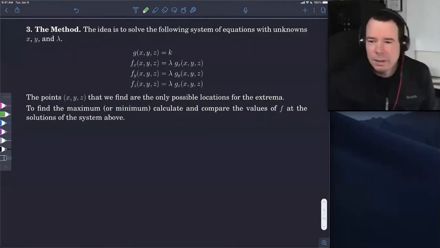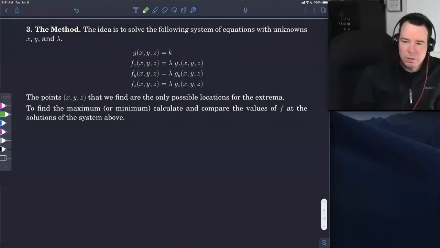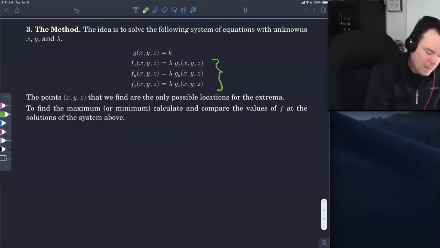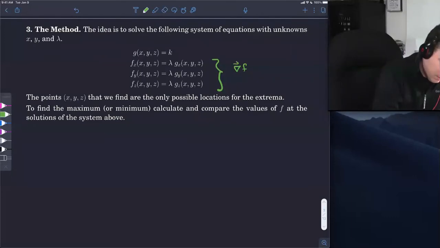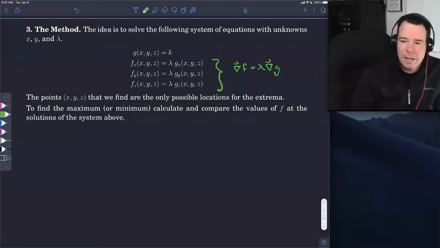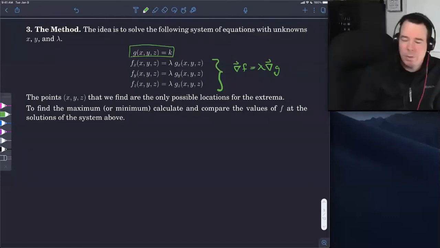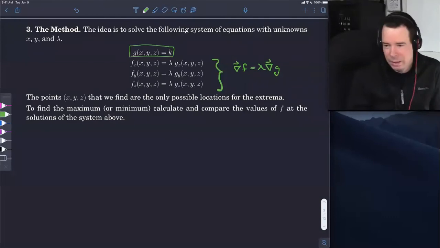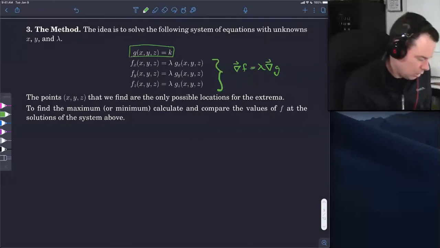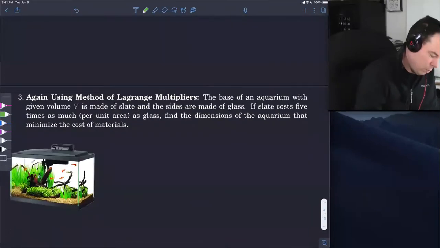So there's our technique. What we have to do is solve these equations. These are just the unpacking of the equation: the gradient of f is equal to lambda times the gradient of g. So where can the maximum and minimum occur? They're going to occur at points x, y, and z where the gradients are parallel to each other, the gradient of your constraint curve and the gradient of your function. And they also have to live on the constraint curve. So they have to be in the domain that you're restricting your attention to, and they have to satisfy this gradient condition.